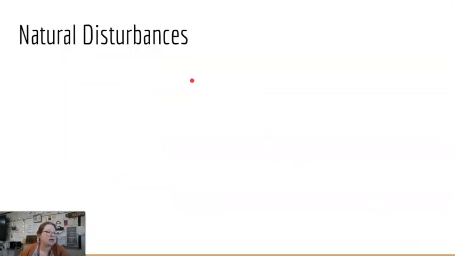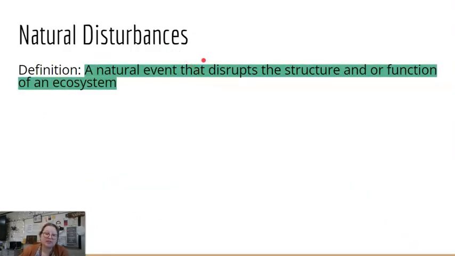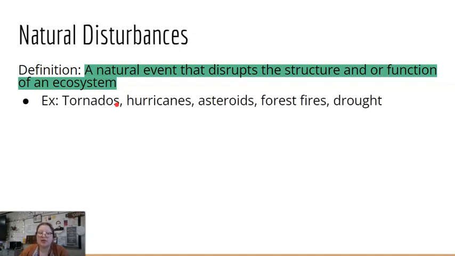All right, let's talk about natural disturbances. Natural disturbances are defined as a natural event that disrupts the structure and/or function of an ecosystem. So examples are tornadoes, hurricanes, asteroids, forest fires, drought. All of those can be natural. Forest fires and droughts can be naturally caused.